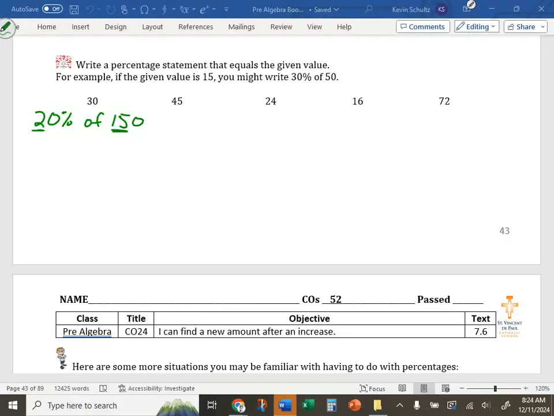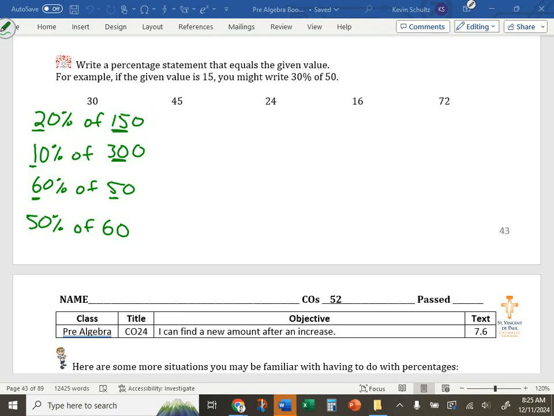What other two numbers multiply to make 30? 3 and 10. So how about 10% of 300? Well, that didn't really. Ignore the zeros. 1 and 3, or 1 times 30. How about 6 and 5? 60% of 50. 6 times 5 makes 30. Right? Or flip that around. 50% of 60.